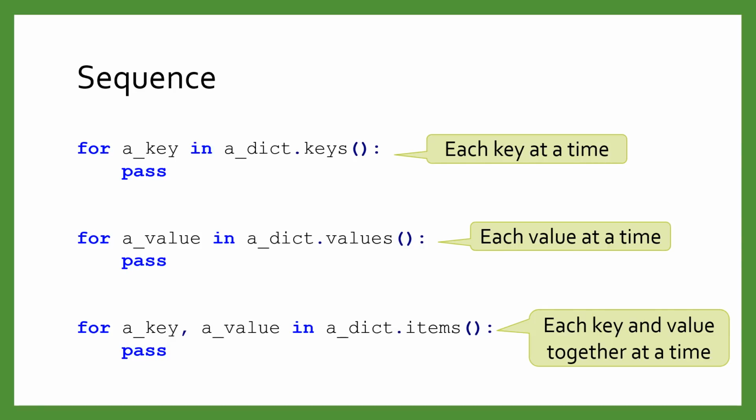Dictionaries are a sequence of key-value pairs. Therefore, you can iterate through them like a list. However, there are three different ways to iterate through dictionaries: through their keys, their values, or their keys and values at the same time. Notice how this last approach gives us the key and value at the same time.